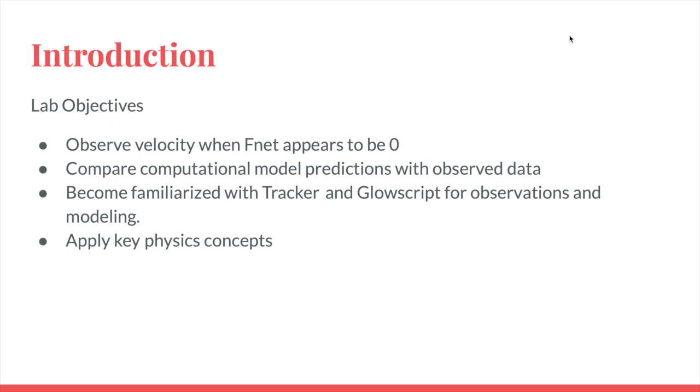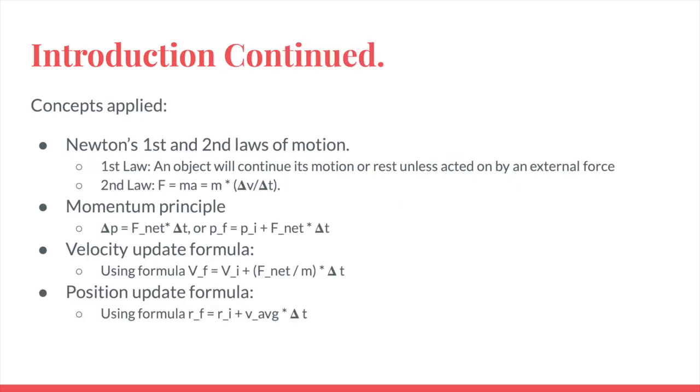In the process of doing this, we were to apply key physics concepts we had learned in class. Some of the key physics concepts that were applied during this lab include Newton's first and second laws of motion. The first law states that an object in motion or rest will remain in this state unless acted on by its surroundings, and the second law states that the force on an object can be measured by the change in the object's velocity over time multiplied by its mass. Other concepts applied include the momentum principle, the velocity update formula, and the position update formula.